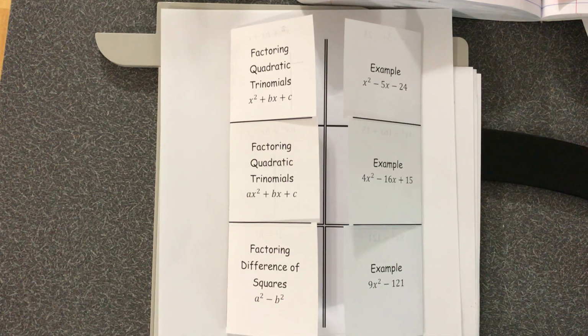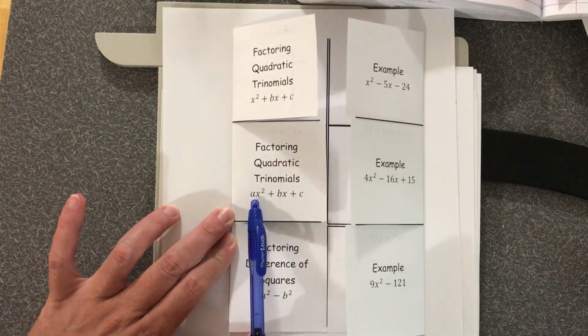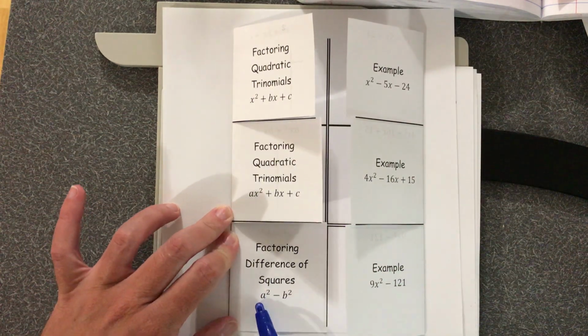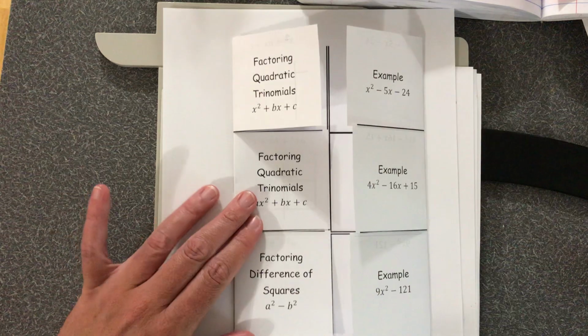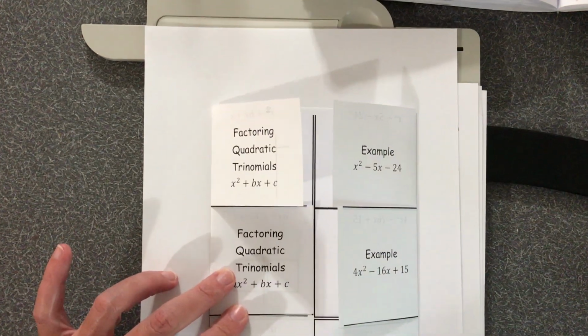To wrap up what we've learned, we're going to make a foldable. And this is the factoring foldable that I use in Math 1. It covers quadratic trinomials in the form x squared plus bx plus c, quadratic trinomials when we have a leading coefficient, and then the difference of squares. So let's start with factoring quadratic trinomials in the form x squared plus bx plus c.